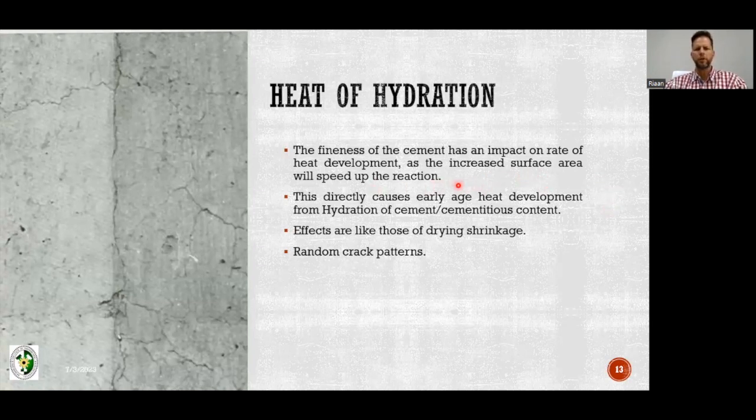So this directly causes early age heat development from hydration of cement or cementitious content. Effects are like those of drying shrinkage, and it has a random crack pattern. So there's a little picture on the side. This is a quick column that unfortunately suffered some heat of hydration cracking. And if you look at it, it looks horrible. It looks like crazy cracks. It's just everywhere.